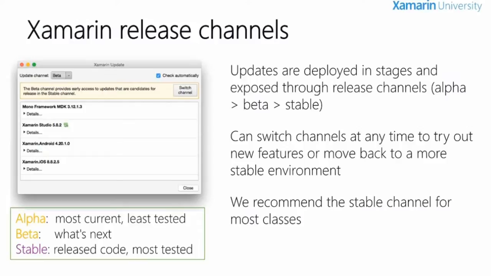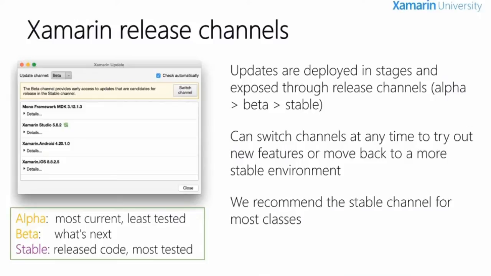Xamarin has 3 different release channels. There's Alpha, which is where you're going to find the latest version of the software. That can often be a bit fragile and subject to change as it evolves. There's also the Beta channel, which has the APIs locked down. It might still have some issues, but the shape of the APIs likely won't change. And then we also have Stable, which is the released, fully tested version.